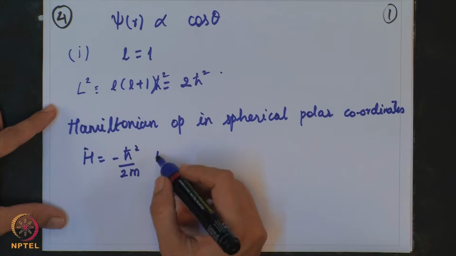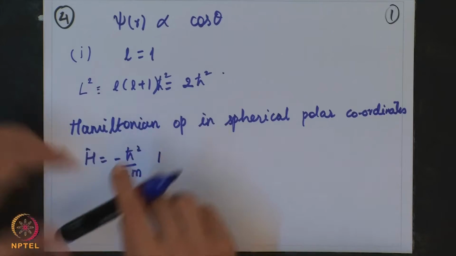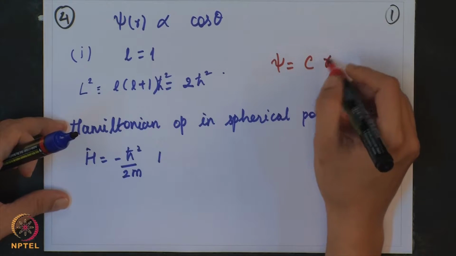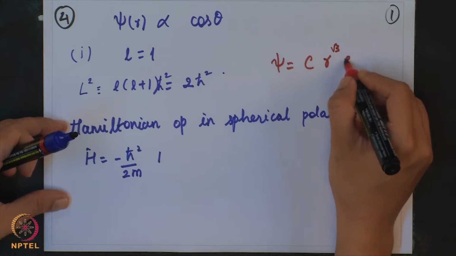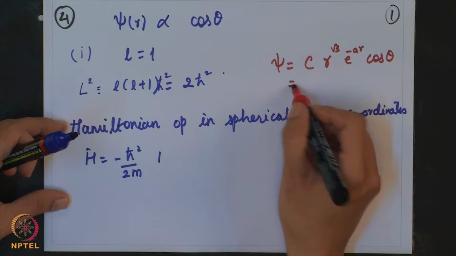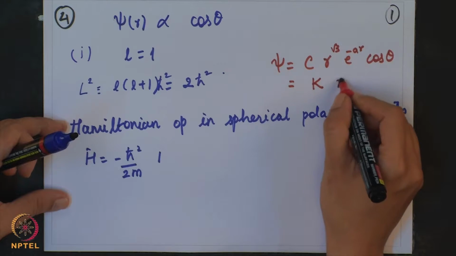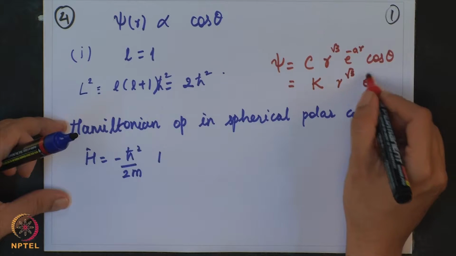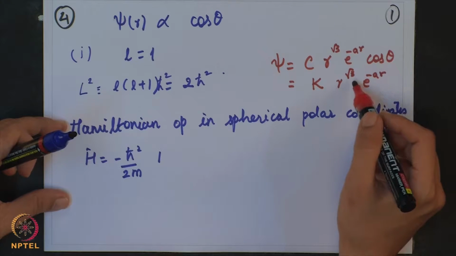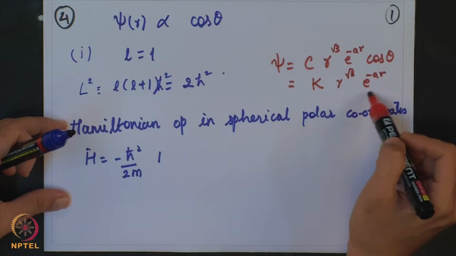So, what we do here is, you can see the wave function is of the form psi equals c r raised to root 3 e raised to minus a r and cos theta, okay. And I rewrite this as k r raised to root 3 e raised to minus a r, where k is c times cos theta. We are not going to operate on the theta and phi part, only the radial part is what we will need to operate on.